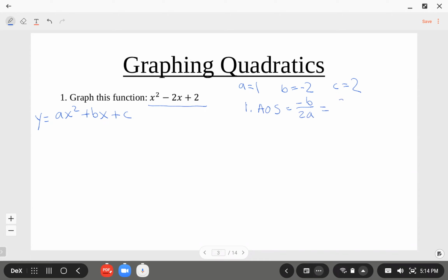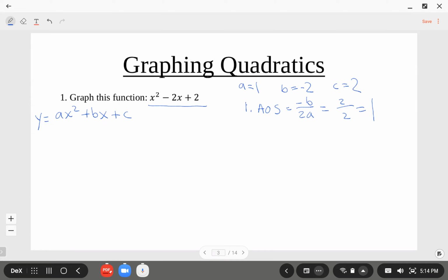It's going to be 2 over 2 equals 1, right? So -b is -(-2), which is going to be 2, and a is going to be 1, and 2a is going to be 2. So the AOS is going to be 1. And the axis of symmetry is basically the starting point of our graph, and basically the x value of our vertex.